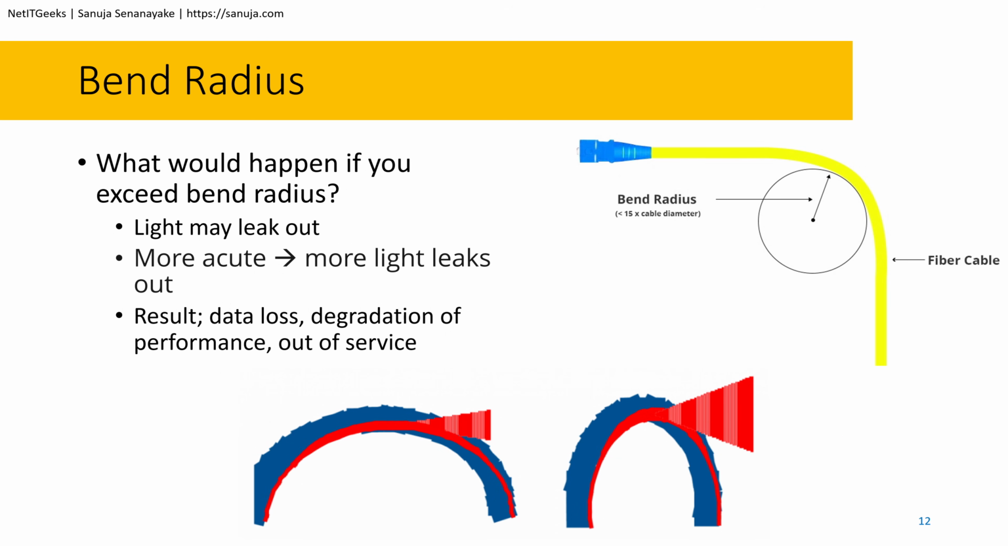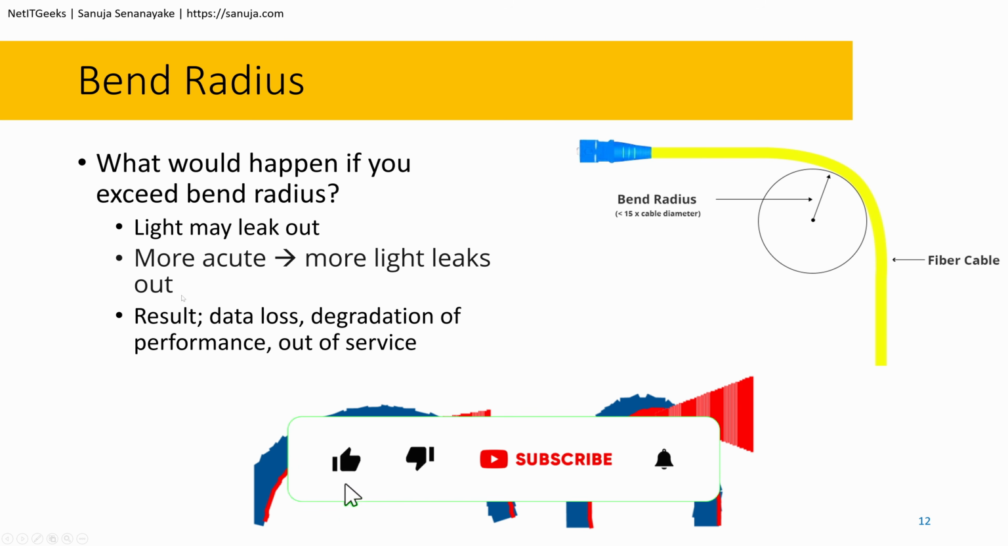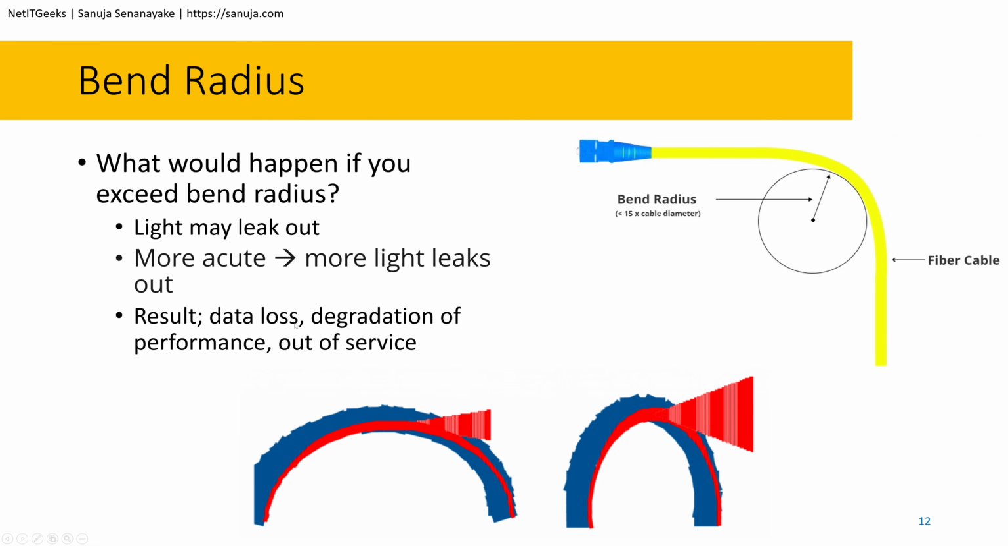So what would happen if you exceed the bend radius? If you exceed the bend radius, light may leak out, and the more acute the bend, the more leakage. In other words, if you make this bending radius really acute, that means you get a really tight winding in here, right? You wound this around really tightly, more light leak is going to happen. The result is data loss and degradation of performance, and this may result in the entire network, or that particular line, going out of service.